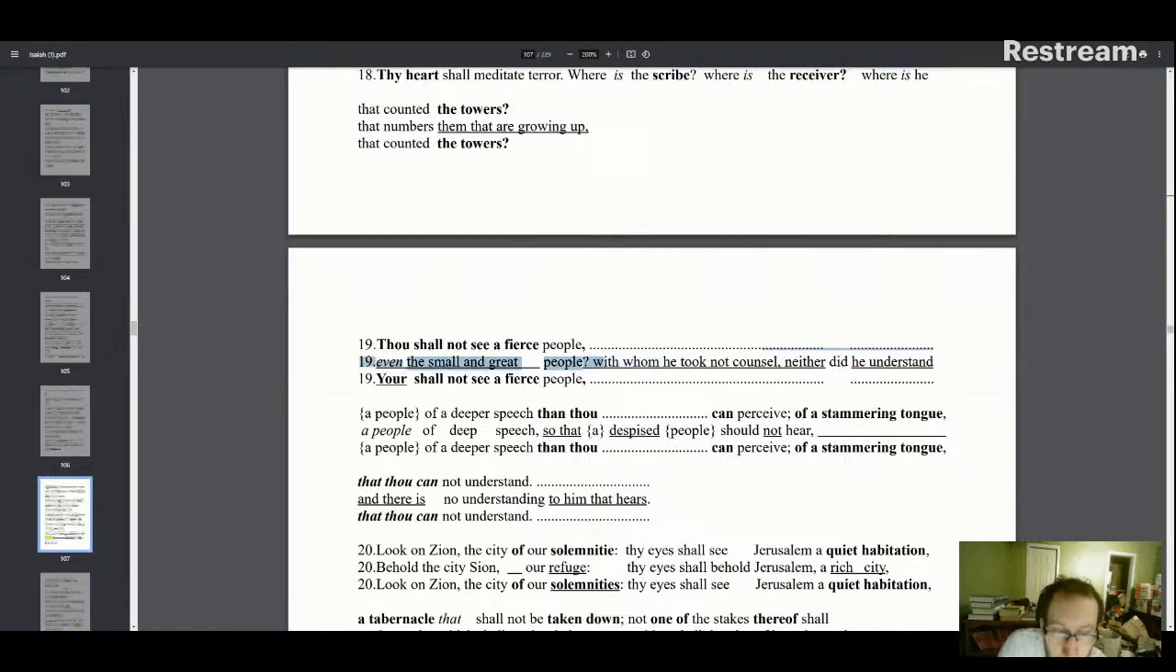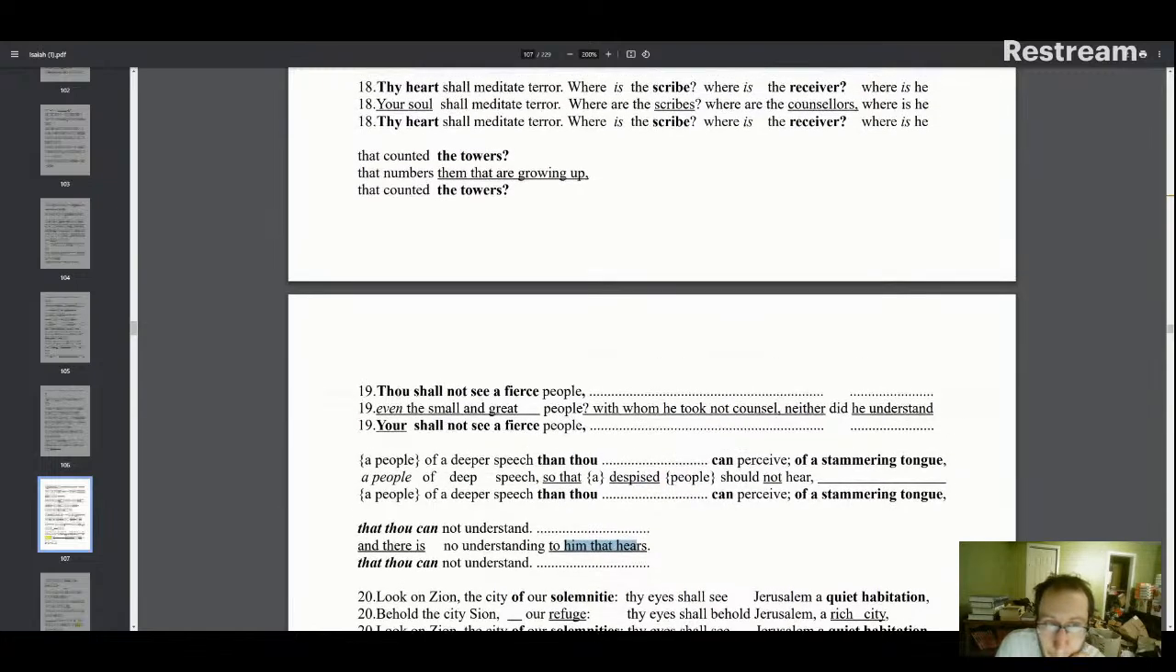with whom he took not counsel, neither did he understand of deep speech, so that a despised people should not hear. And there is no understanding to him that hears. So very different there. Let's see if we can make sense of this. So people, again, is in a different word order.